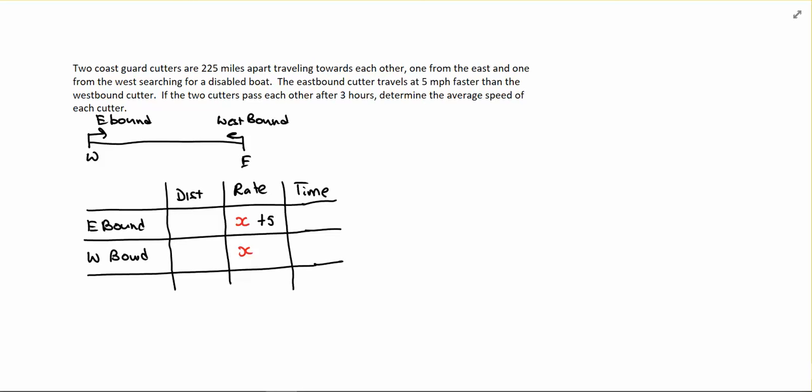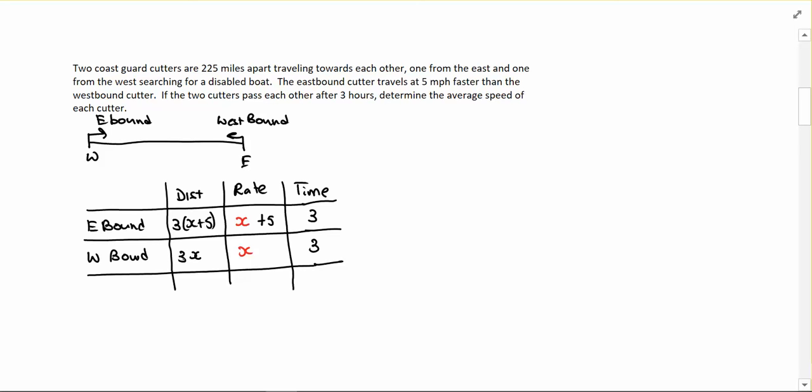Cutters pass each other after 3 hours. So both cutters are traveling for 3 hours. Now, at this point, I can write down what the distance is, because the distance is going to be 3 times (x plus 5), and over here, it's going to be 3 times x.